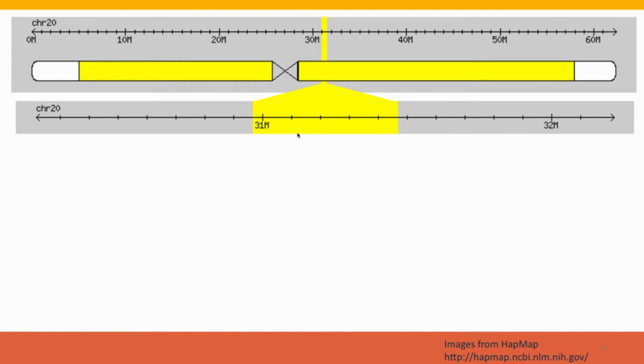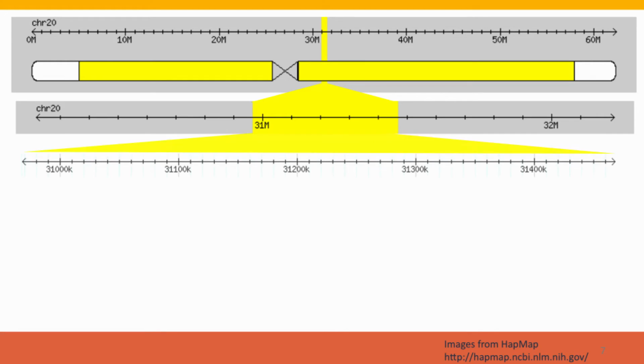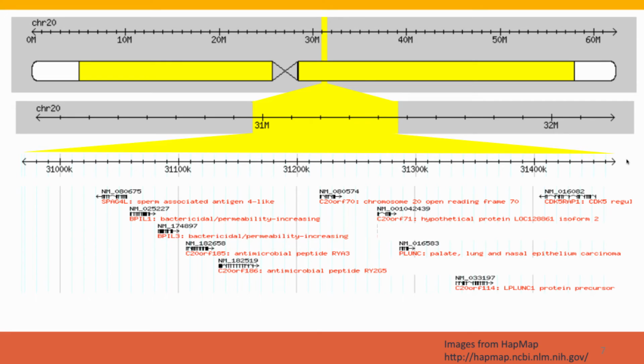We're blowing up a segment of it that's about 500 kilobases long. Now we blow this segment up and ask, well, where are the genes? Okay, there are certainly genes in this segment. There's 1, 2, 3, 4, 5, 6, 7, 8, 9, 10 genes in this 500,000 base pairs of DNA sequence. And I'm just highlighting them here.